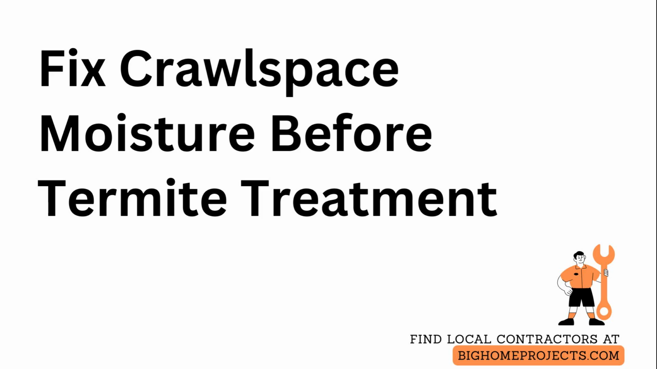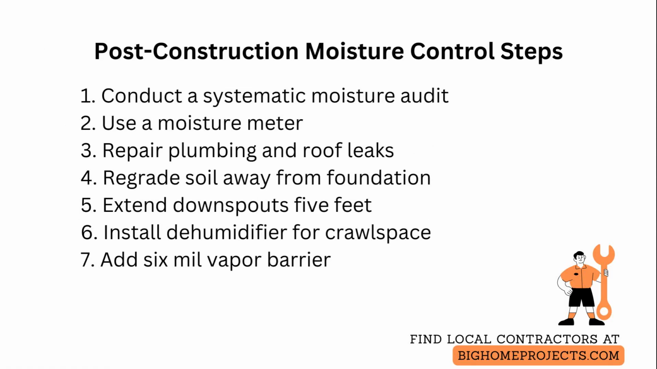Post-construction termite treatment must start with correcting moisture problems because termites favor damp conditions and chemical control fails if the habitat remains inviting. Begin by conducting a systematic moisture audit of the structure, starting at visible plumbing lines, roof penetrations, gutters and downspouts, and the crawlspace or basement.